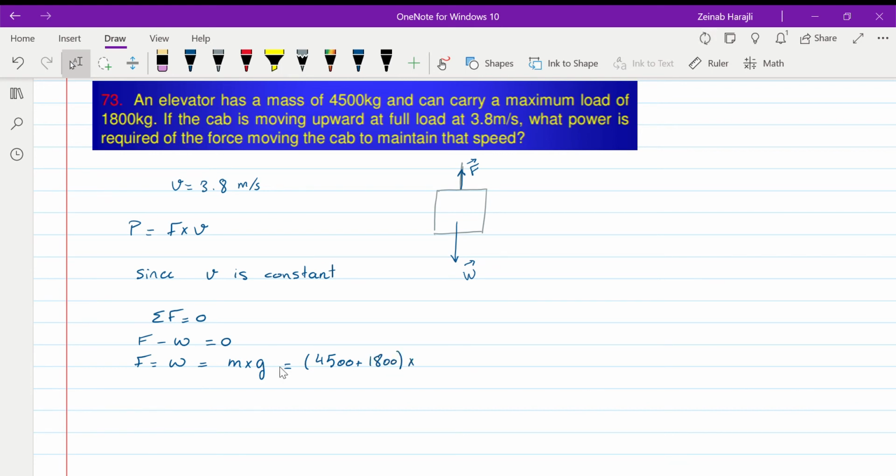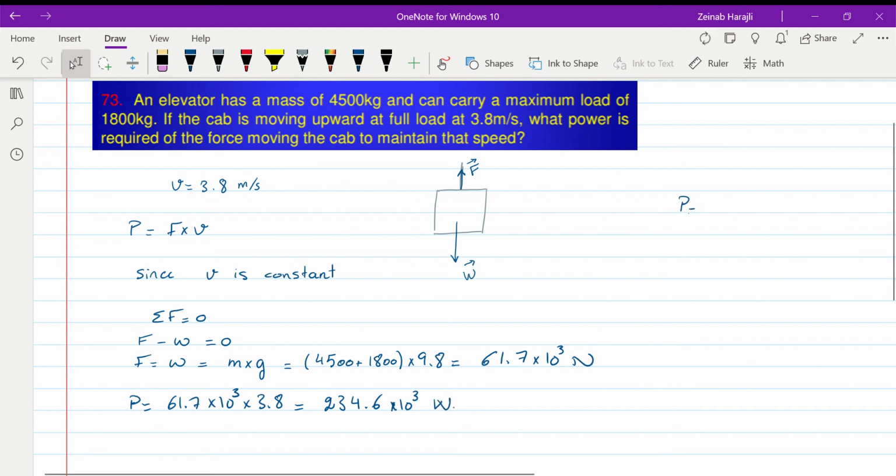So now we can calculate the weight and we can find the power simply by multiplying the force, which is of the same magnitude as the weight. We multiply it by the speed to get the power. And this will give us 234.6 times 10 to the power 3 watts.